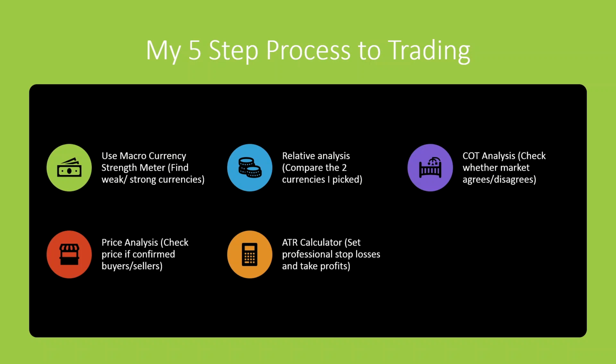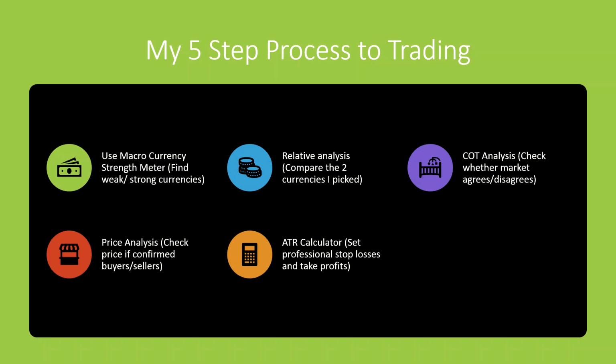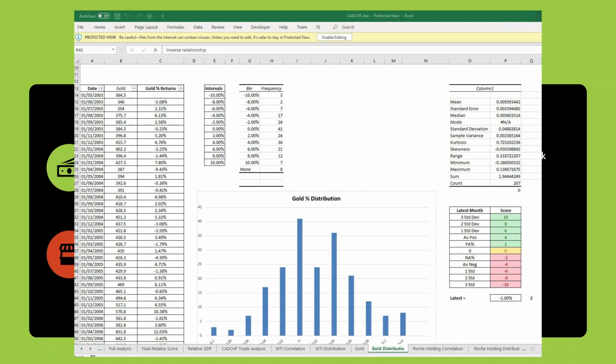So how do I use it in my trading? Well, this is my 5-step process to trading. First, I'll scan over the macro currency strength meter here at Logic FX, and that's what checks whether currencies are weak or strong, and that way I can filter the market instantly, efficiently, on a fundamental basis, because our currency strength meter analyzes the economics behind each economy, which makes it so much better than everything else out there. Next step, I'll compare one currency against another using relative analysis, and this is done manually using Excel.